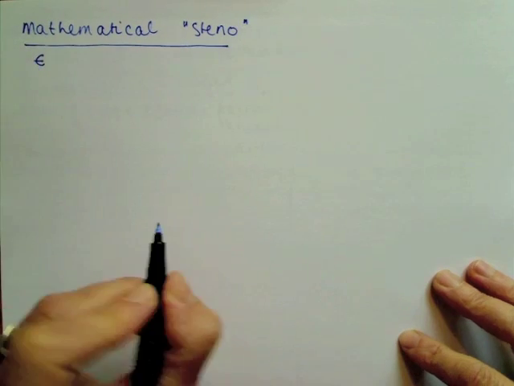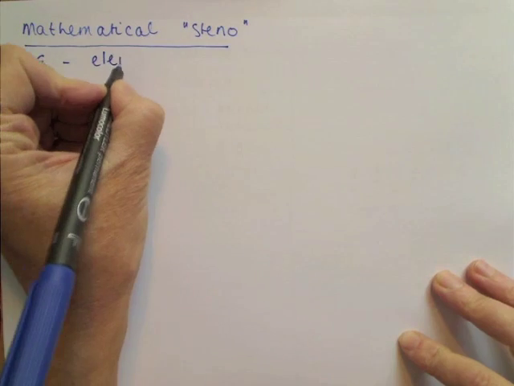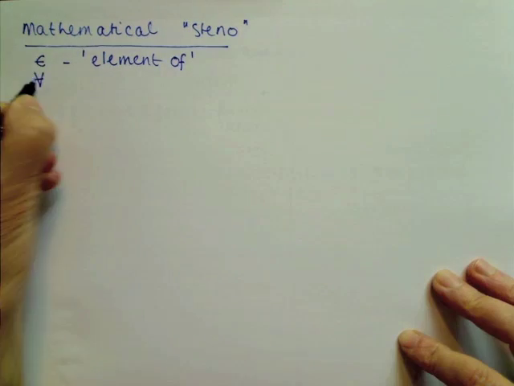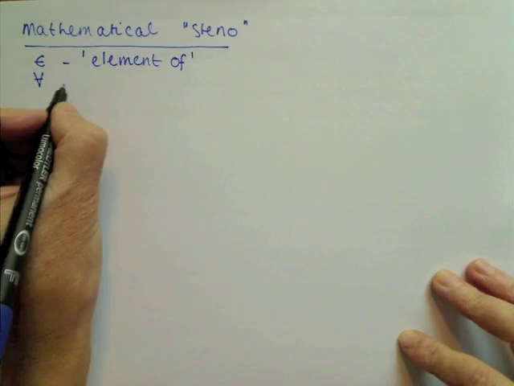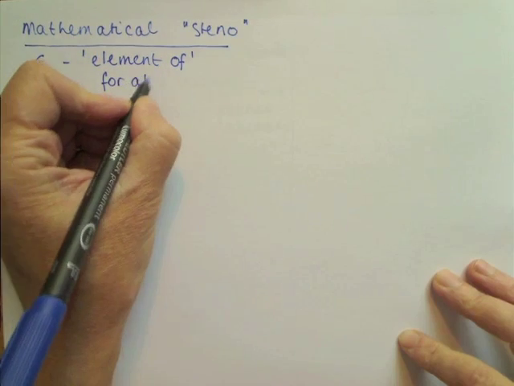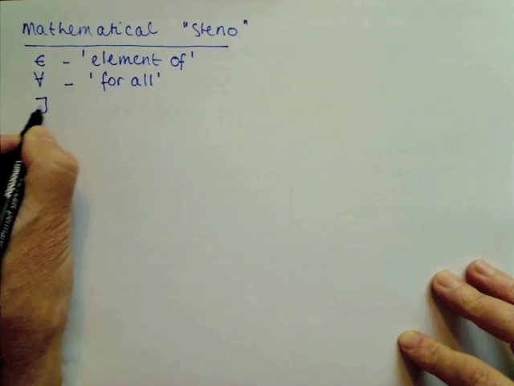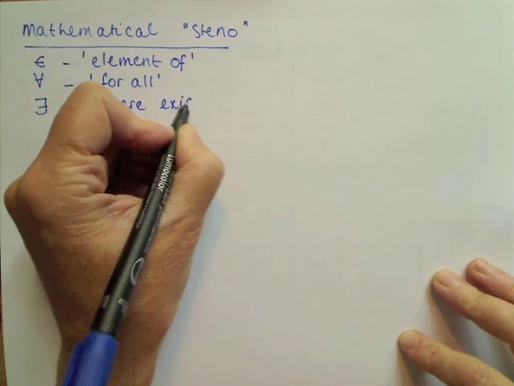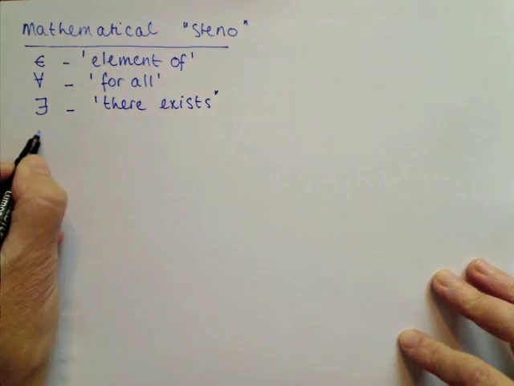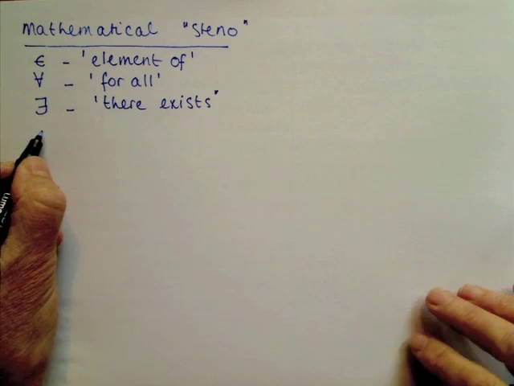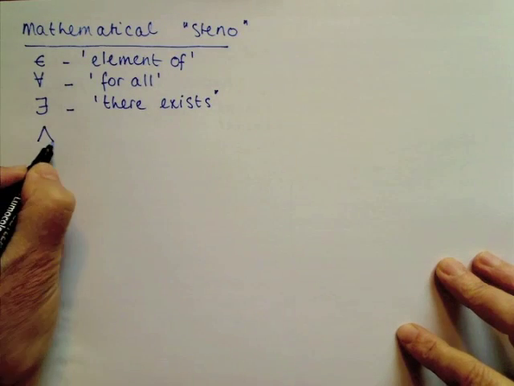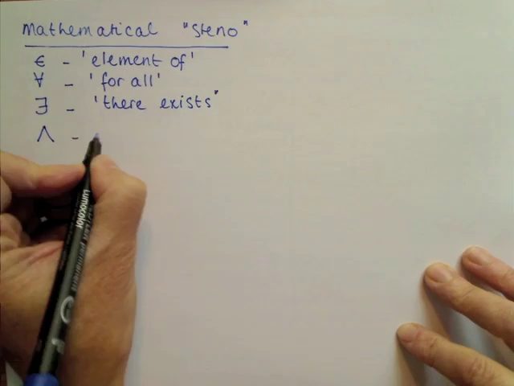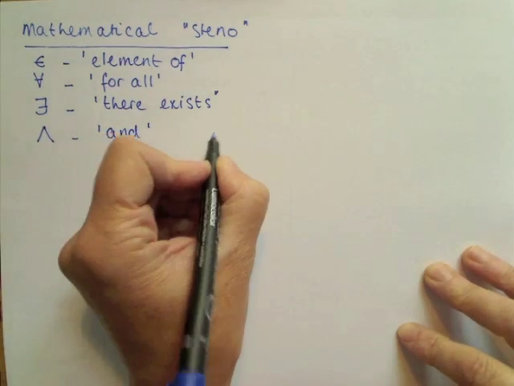Well, the first is a sort of epsilon, which means element of. The second is the capital A upside down, which stands for all. The third one is a mirrored capital E, and it means there exists. And lastly, we have two symbols standing for and, or. And is abbreviated by a capital V upside down, and or is abbreviated as a capital V.